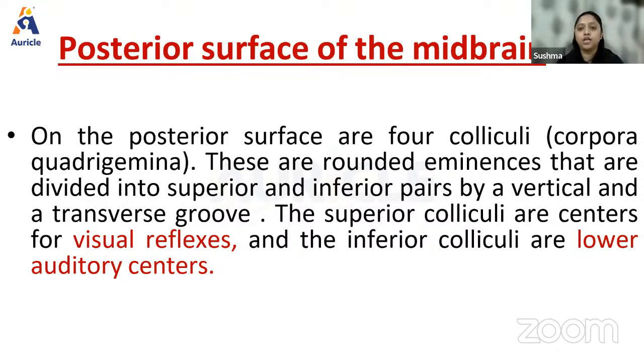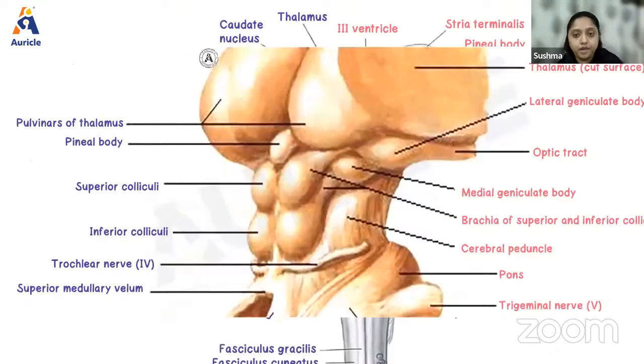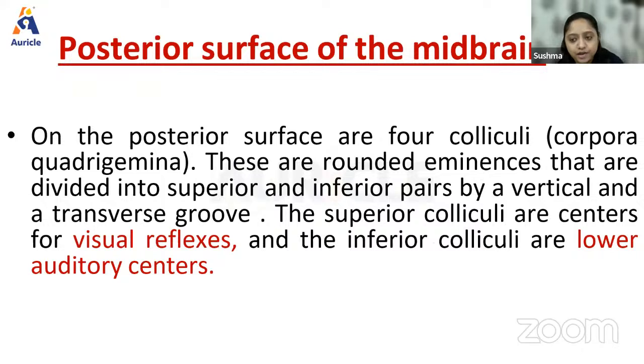These four colliculi are divided into two pairs by both vertical as well as horizontal grooves. You can see the grooves over here. The superior ones are called the superior colliculi, and the ones below are called the inferior colliculi. Superior colliculi are centers for visual reflex. Inferior colliculi are lower auditory centers.